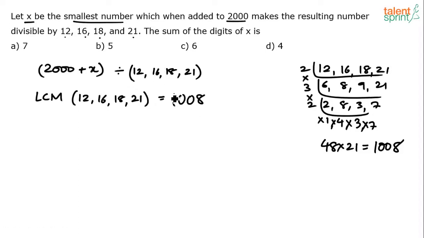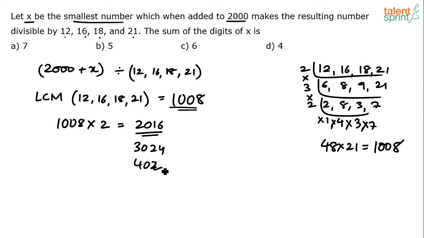So if 1008 is divisible by 12, 16, 18, 21, I can also say 1008 into 2, which is 2016, is also divisible by 12, 16, 18 and 21. And in fact, after 1008, the immediately next number available is 2016, followed by 3024, 4048, 5060 and so on. All these multiples, into 3, into 4 and so on. You're getting it? So all the multiples of 1008 are going to be divisible by 12, 16, 18, 21.